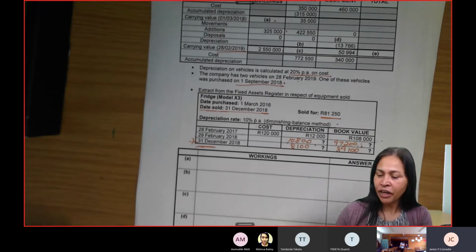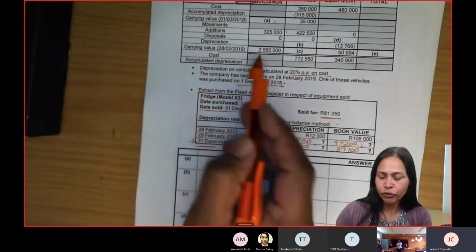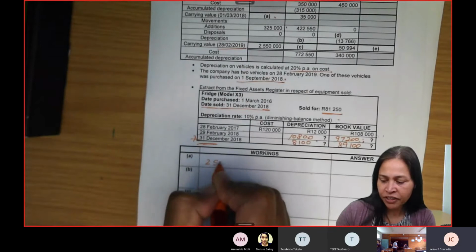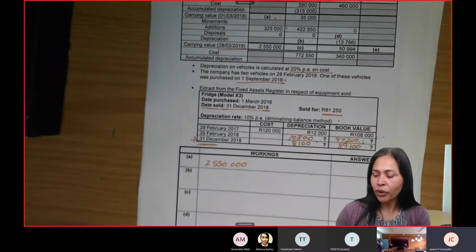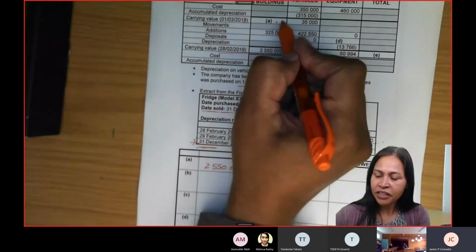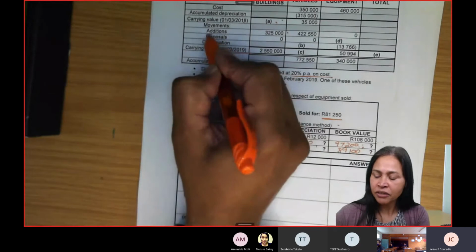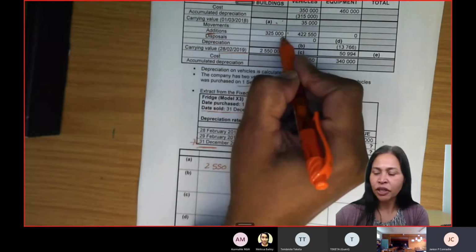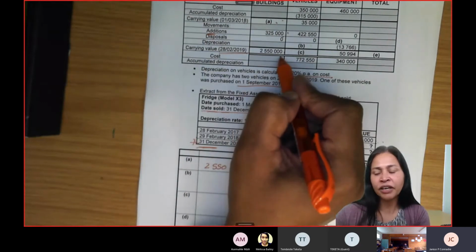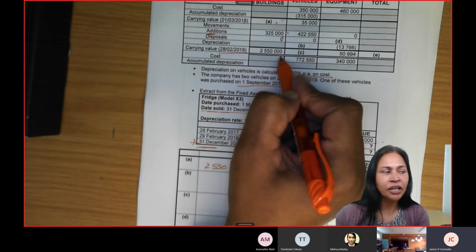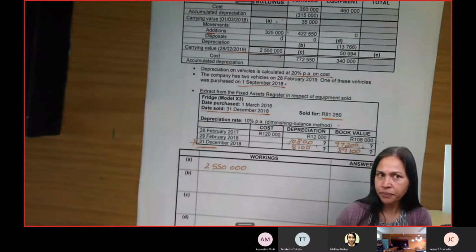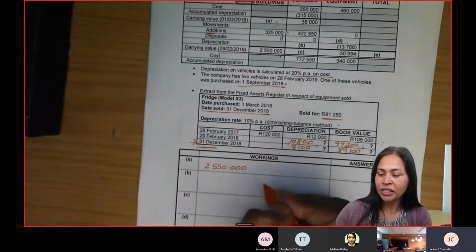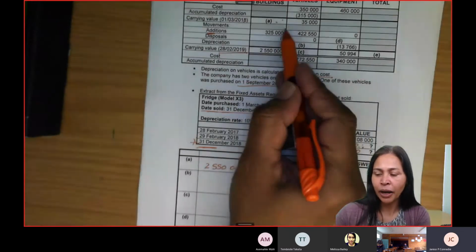So what do I have here? I have my carrying value of 2,550,000. What do I need to find? I keep in mind that I had carrying value at the beginning, then I added the 325 in order to get to the 2,550,000. So what do I need to do now? Any input there? Do I add or do I subtract? Remember, I'm working from the bottom up.